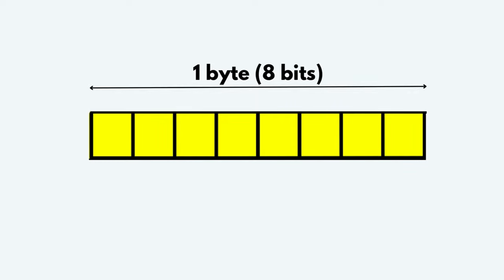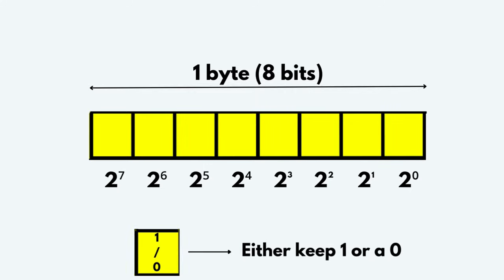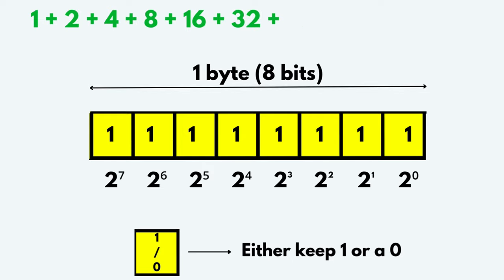So if you write all the 8 bits in a single line, starting from left to right, the first value will start from 2 power 0, 2 power 1, 2 power 2 and go on till 2 power 7. In all these empty blanks, you can either keep 1 or 0. Let's say you have kept all 1s in all the 8 places. Then you have to add 2 power 0 plus 2 power 1, 2 power 2 and complete the sum till 2 power 7, which is equal to 255.